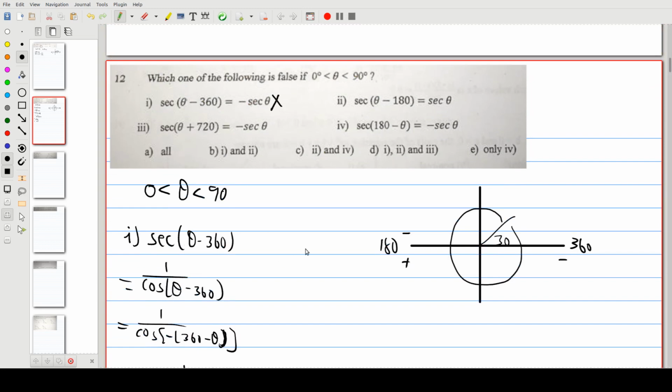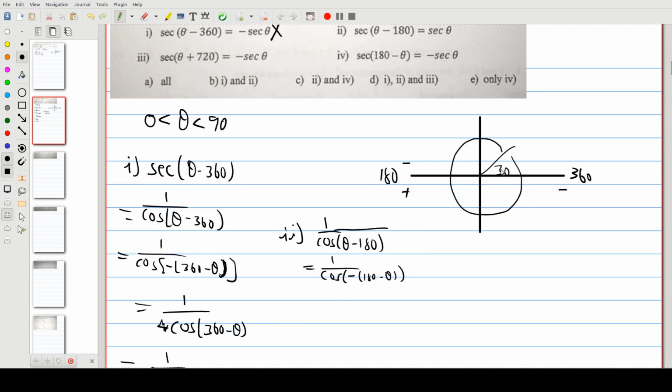Then, what does the second one say? Second one, we've got sec of theta minus 180. So again, that is 1 over cos of theta minus 180. And again, that's the same as saying 1 over cos of negative, and then 180 minus theta. So theta minus 180 or 180 minus theta, let's do this again. I think visually it might actually work out quite nice to look at it.